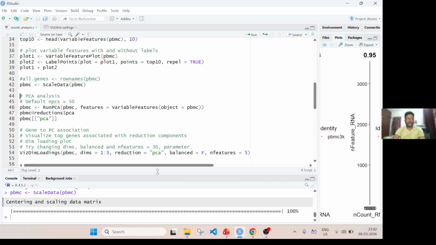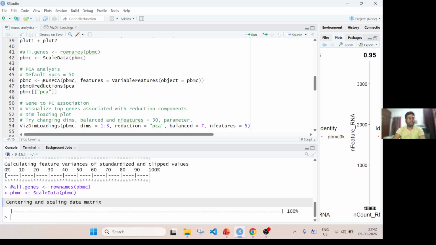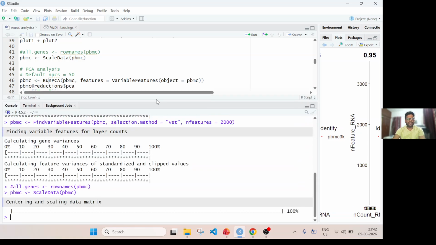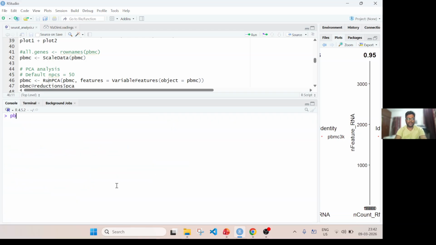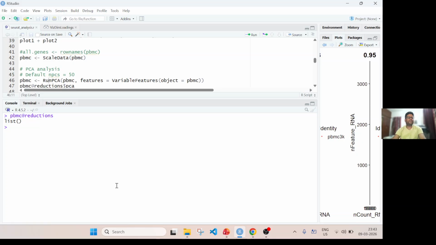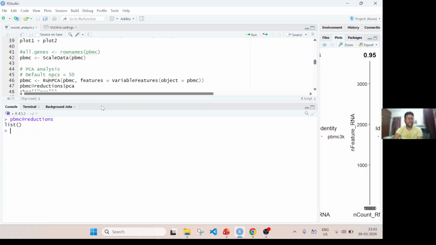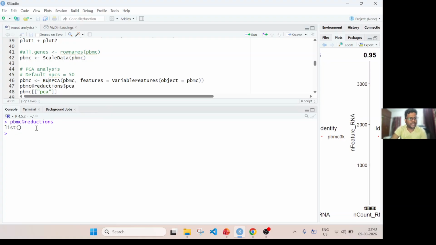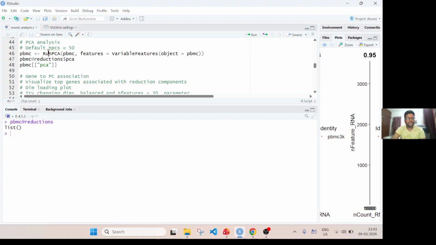After the scaling you run the PCA method. Here we are taking those 2,000 genes. Before we run it, if you look at the PBMC object, you will see something called reductions. The reductions slot will be empty, because you have not done any PCA analysis yet. So in this slot of the PBMC object it will be empty. Now let's run PCA.